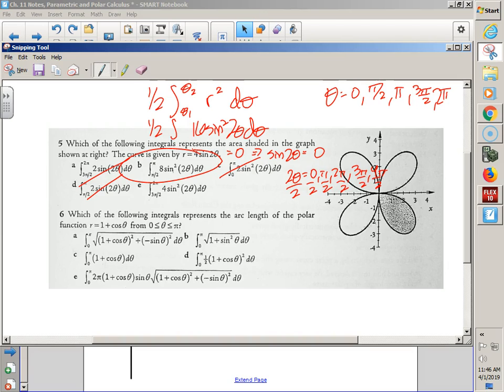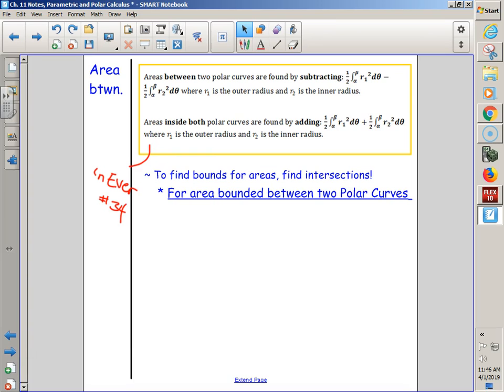But check it. All the petals are the same, so they can use whatever petal they want to find that one. But if you guys are like, oh, it's 3 pi over 2 to 2 pi, I'll choose that one, you have to make sure it works with my 1/2 r squared. Yeah, I agree, Kathy. It wasn't nice. I know. It's the AP.